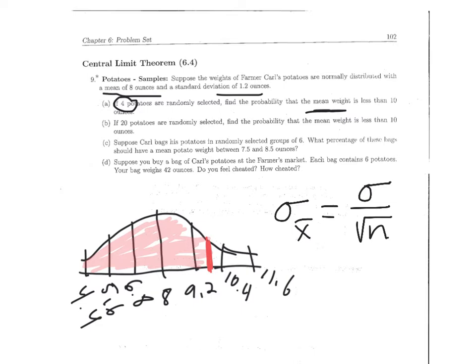So in this case for part A, I'm going to take the old standard deviation of 1.2 and divide it by the square root of 4, because I have 4 potatoes. The square root of 4 is 2, and 1.2 divided by 2 is 0.6. So that's the standard deviation for the sampling distribution.